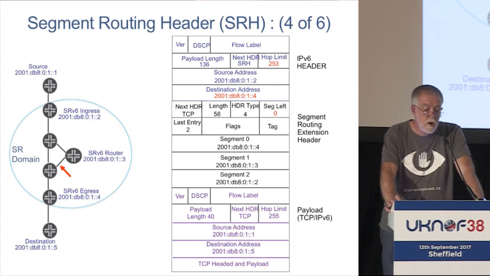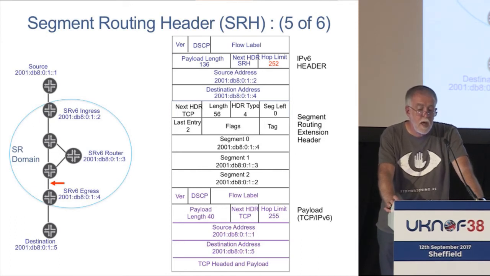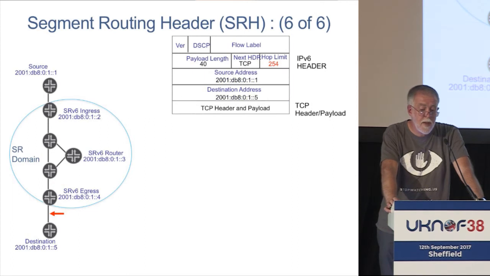And on we go with a normal routing step until we reach :4, who will look at it and discover I'm the last segment in the list, so I'm the endpoint, so I can strip off the encapsulating header and come back to the payload header, tweak the hop limit, and send the packet on to its real destination.